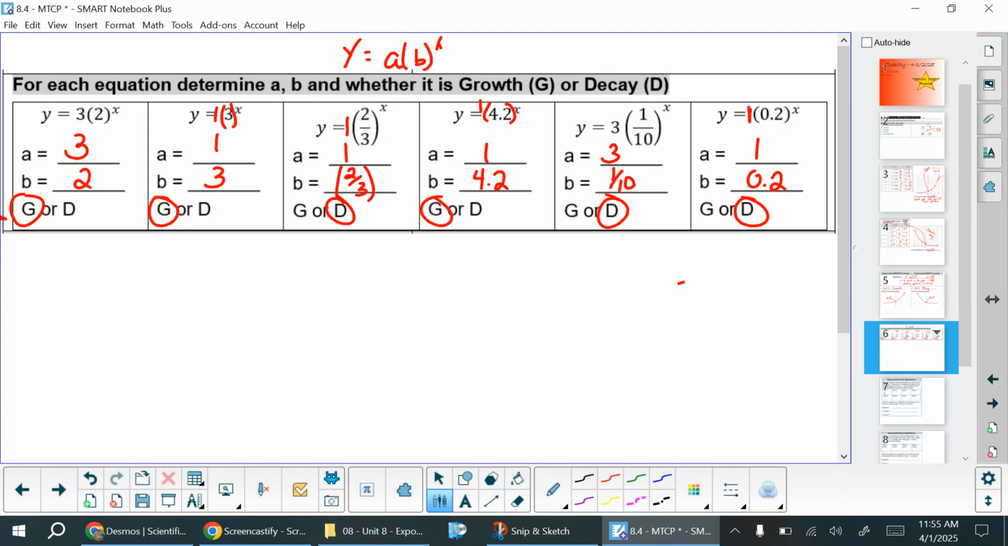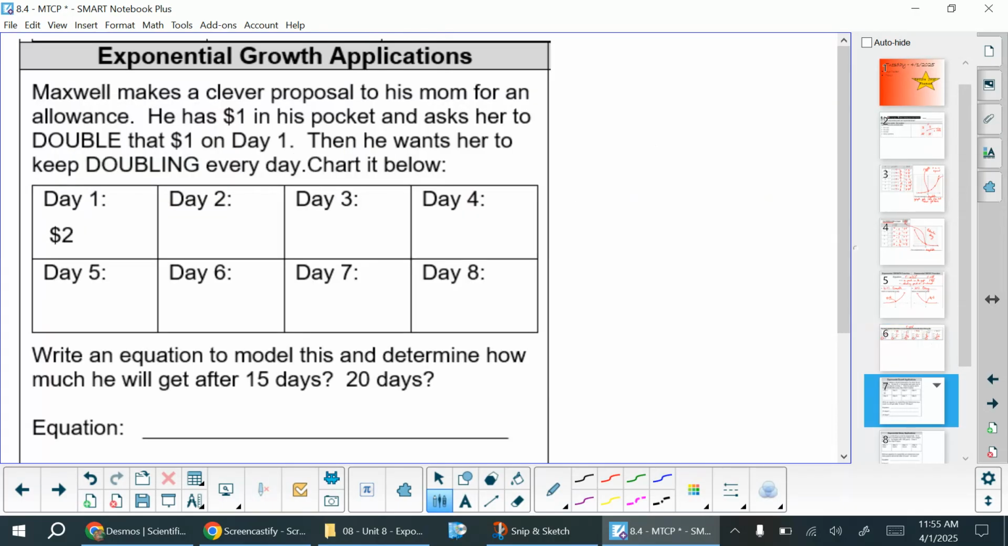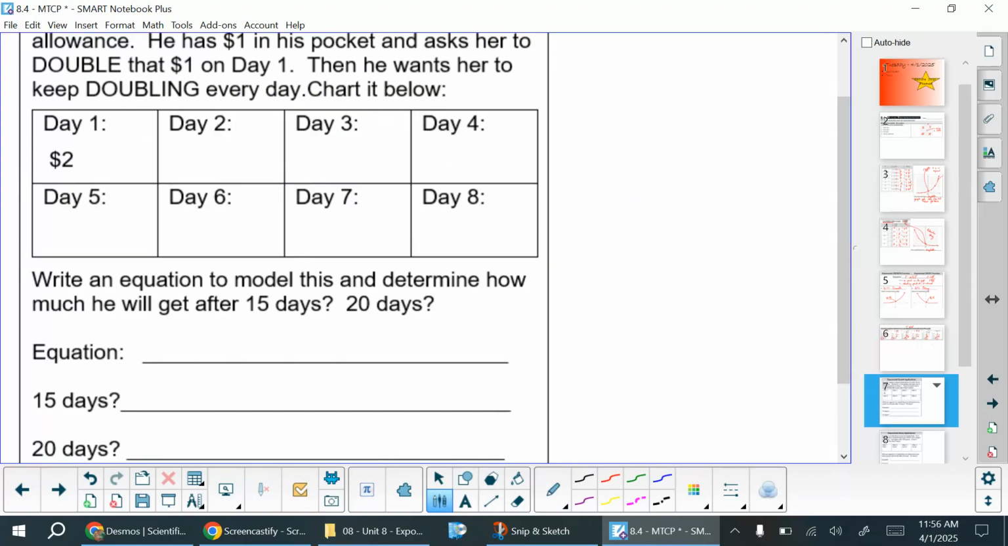Okay, the last thing we got here is a couple examples. So this one's a growth application. Maxwell makes a clever proposal to his mom for an allowance. He has $1 in his pocket and asks her to double that $1 on day 1. He then wants her to keep doubling it every day. So day 1, he doubled that $1 he started with. He's got 2. We're going to keep doubling.